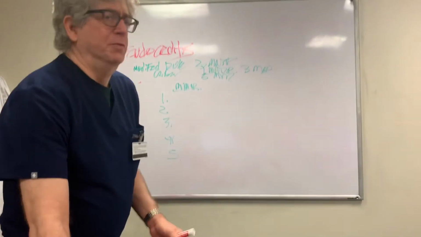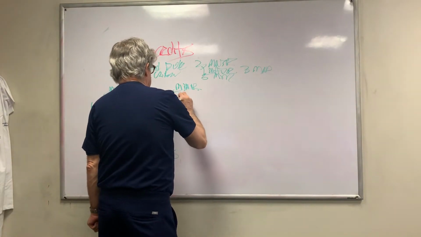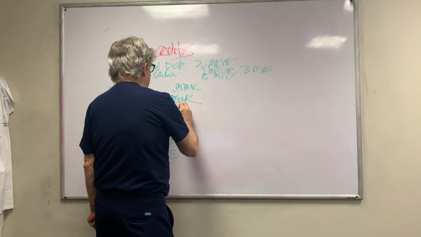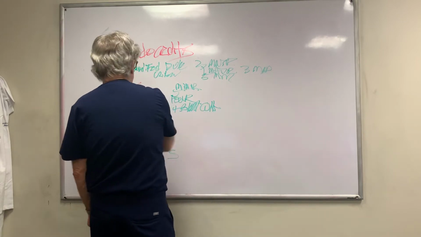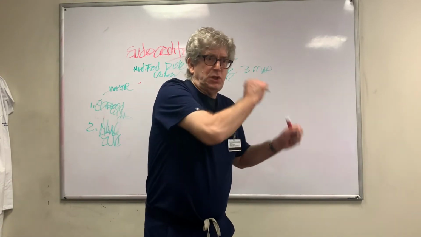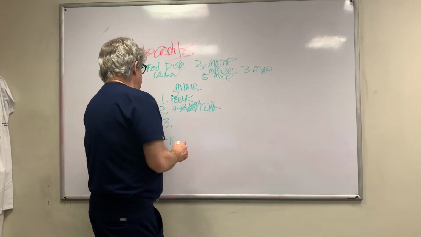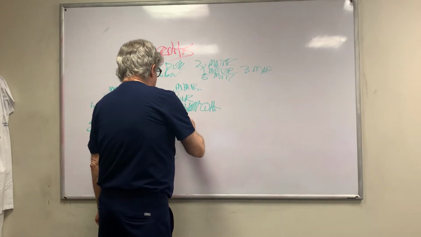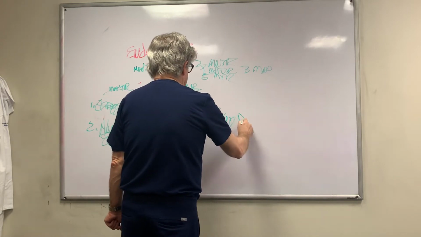The minor criteria. Number 1, fever. Number 2, you have positive blood cultures, but they're not at the level. They don't meet the criteria for a major criteria, but you still have positive blood cultures. Number 3, you have a history of an abnormal valve or an IV drug addict.